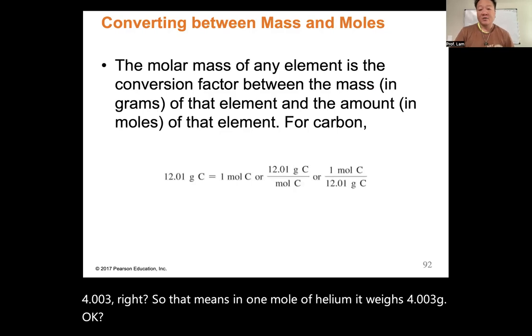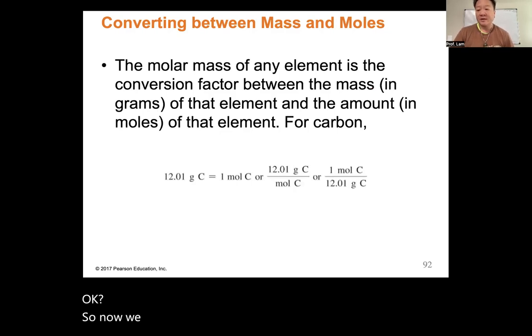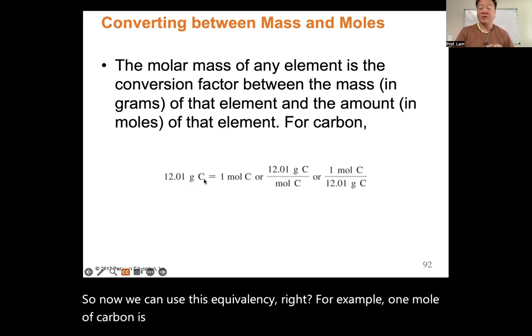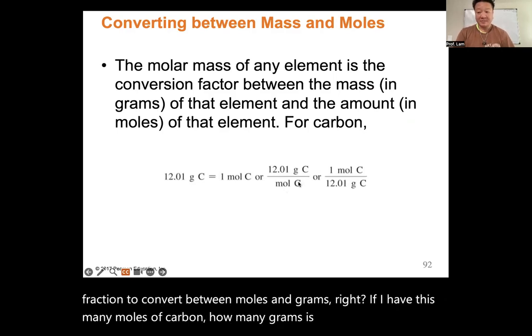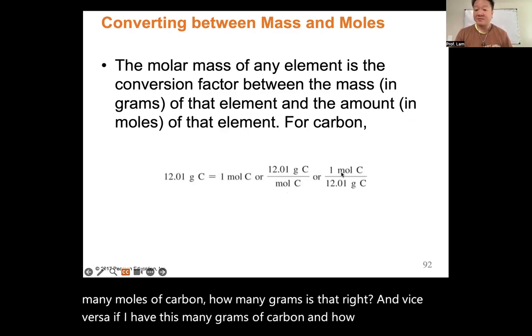So now we can use this equivalency, right? For example, 1 mole of carbon is equal to 12.01 grams of carbon. We can now put it as a fraction to convert between moles and grams, right? If I have this many moles of carbon, how many grams is that, right? And vice versa. If I have this many grams of carbon, then how many moles is that, okay?